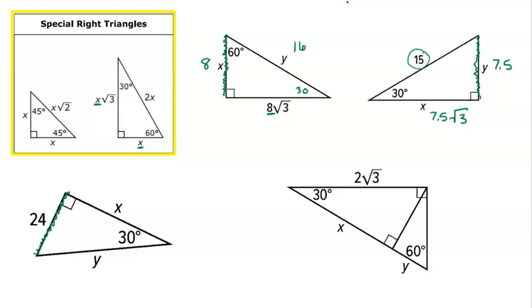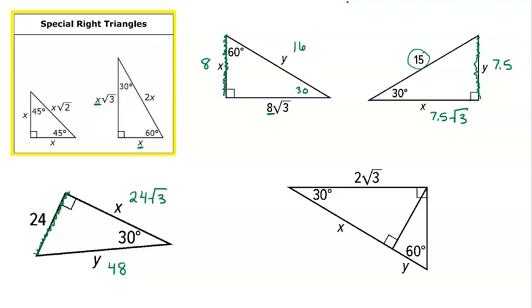Use your reference sheet. All right, for this one, we've got our short leg, and so our hypotenuse is going to be twice the size, and so that's going to be 48. And then our longer leg is just our shorter leg times the square root of 3.